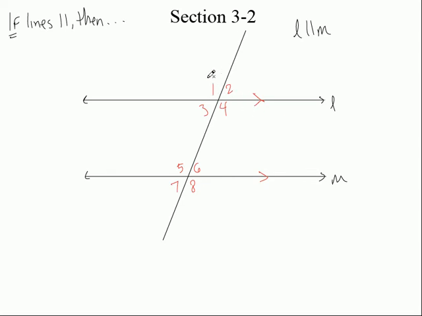Now what did we say about angle 1 and 5 yesterday? They're corresponding angles. Very good. What about 4 and 5? Good. Alternate interior. Yep. What about 2 and 7? Alternate exterior. What about 3 and 5?